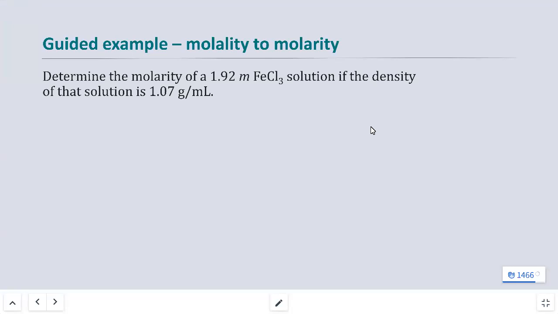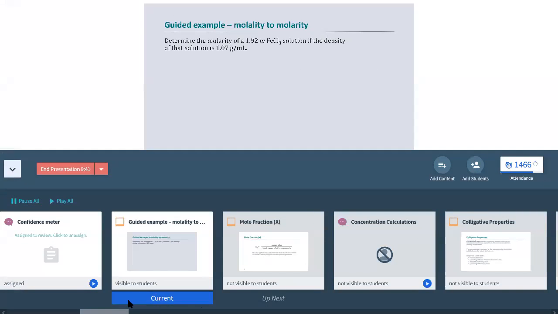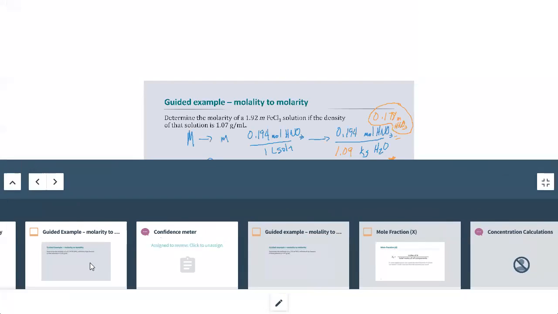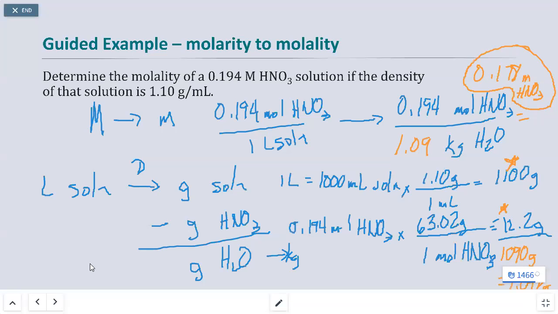So we're going to begin today picking up where we left off on Wednesday. Remember, Wednesday we ended with this example where we converted between molarity and molality using density by going from molarity to molality. And the key to this problem was right here, converting the liters of solution into kilograms of water.